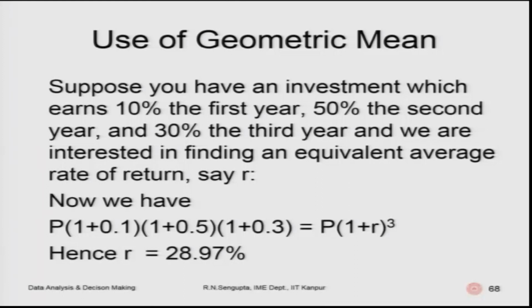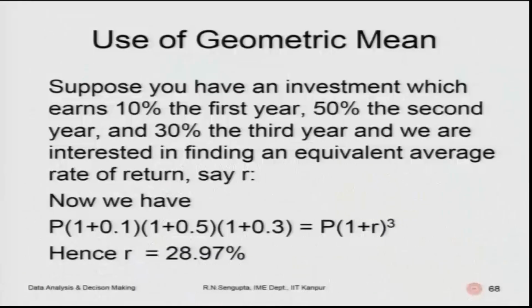Why geometric mean? Because what you are doing is multiplying the interest rates: 1 plus 0.1 into 1 plus 0.5 into 1 plus 0.3, multiplying all of them and finding the cube root of this. So, it will be this value to the power 1/3, and 1/3 here does not mean division. That value comes out to be, as I mentioned, 28.97.